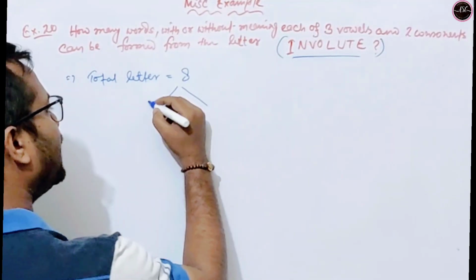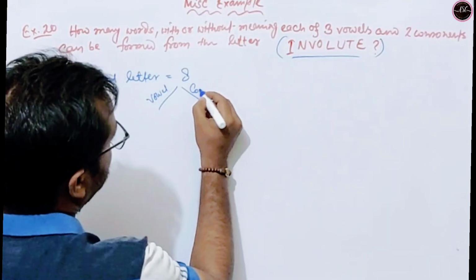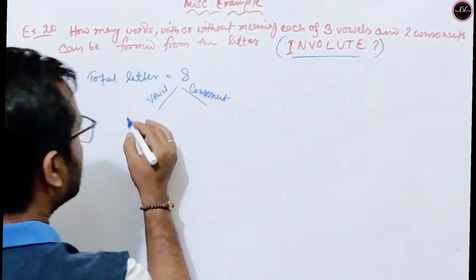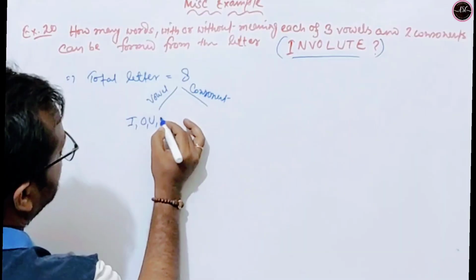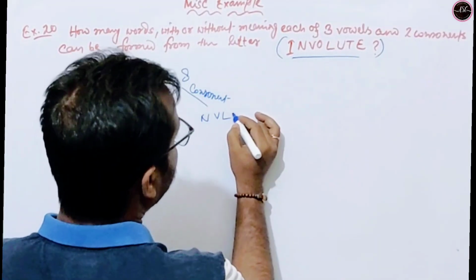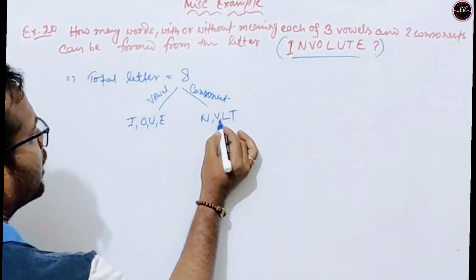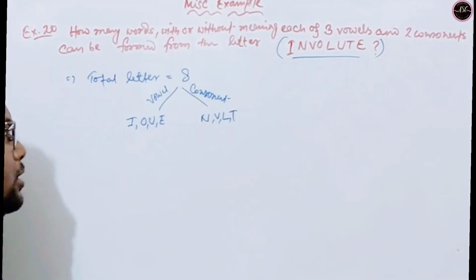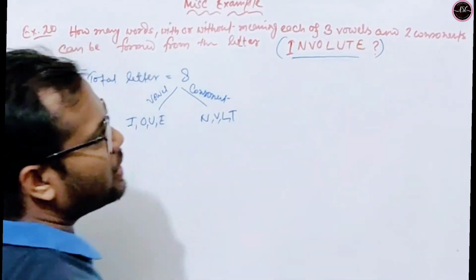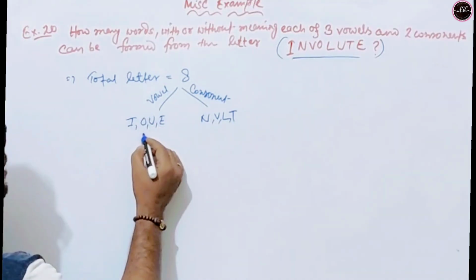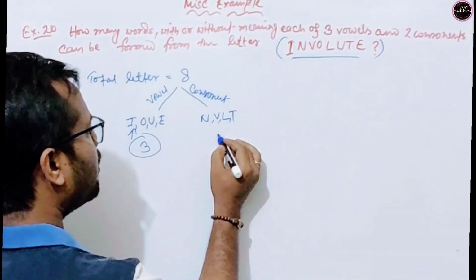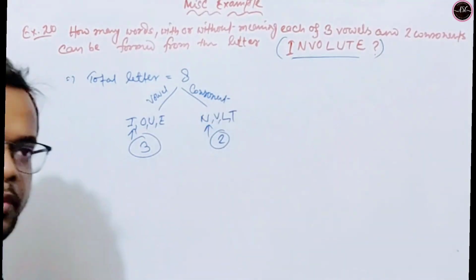Out of 8, we separate the vowels and consonants. Here the vowels are I, O, U, E, and the rest are consonants, that means N, V, L, T. So there are a total of 8 letters: 4 vowels and 4 consonants. Now we have to select 3 vowels from these 4 vowels and 2 consonants from these 4 consonants.